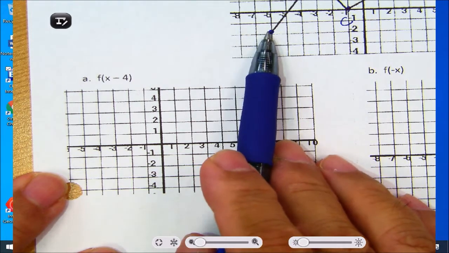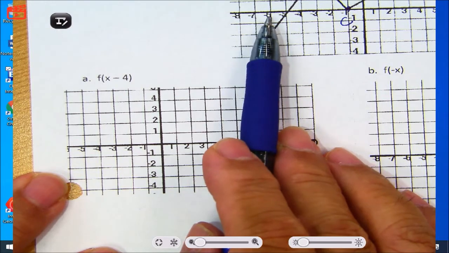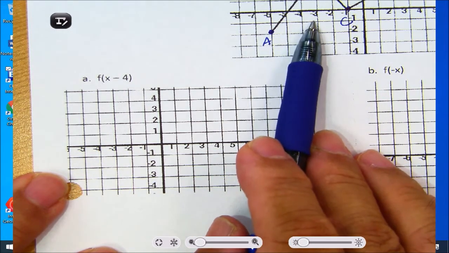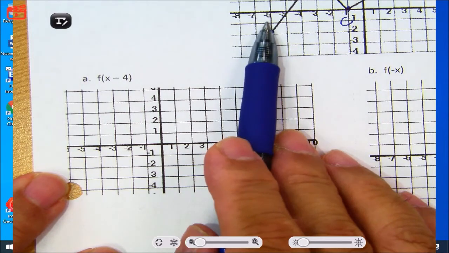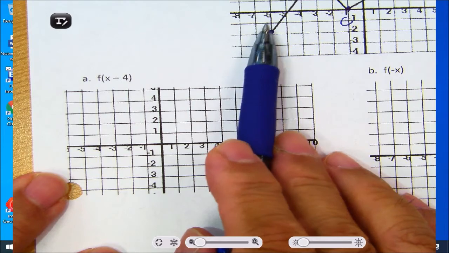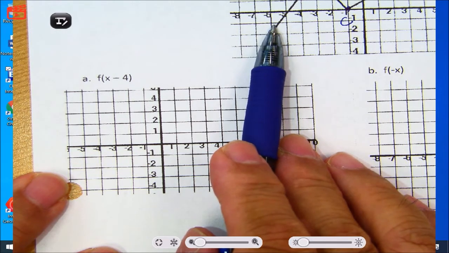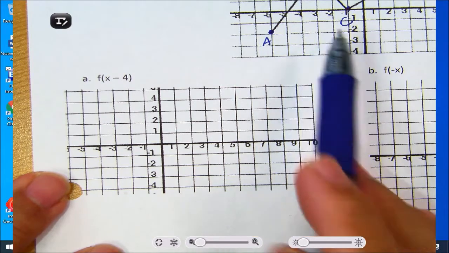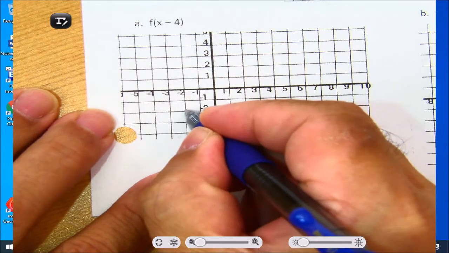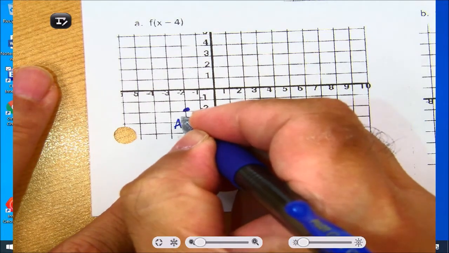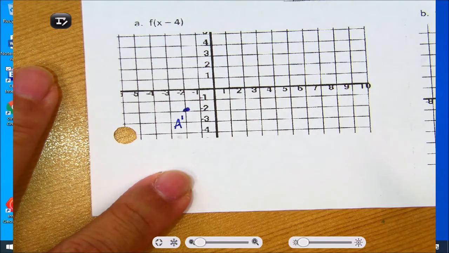And if I'm going to go 4 to the right, I'm going to do -6 plus 4. I take the -6, and if I move to the right, I add 4. What's -6 plus 4? -2. I do not change the y value. So I'm going to have the coordinates at -2, -2. And I'm going to call that A, and I'm going to write an apostrophe next to that. And in math, we call that A prime.